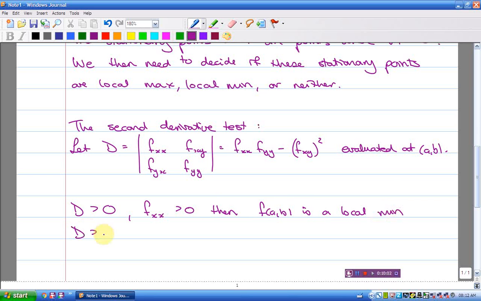D greater than 0, still thumbs up, but now what if our fxx is negative, we have a dome shape, then this is a local max.